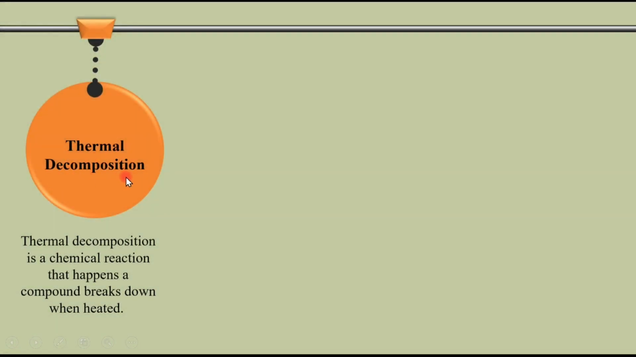Thermal decomposition is a type of decomposition reaction. Thermal decomposition is a chemical reaction in which a compound breaks down when heated. Here the heat plays a very important role. When heat is given to a compound, it splits into simple products. This is what is known as a thermal decomposition reaction.